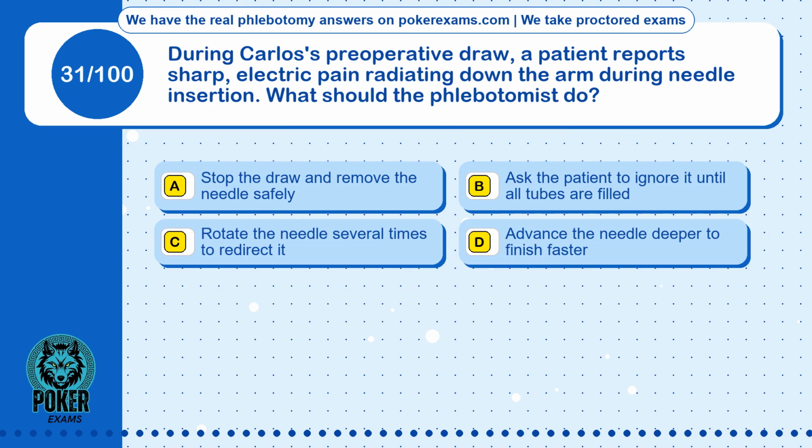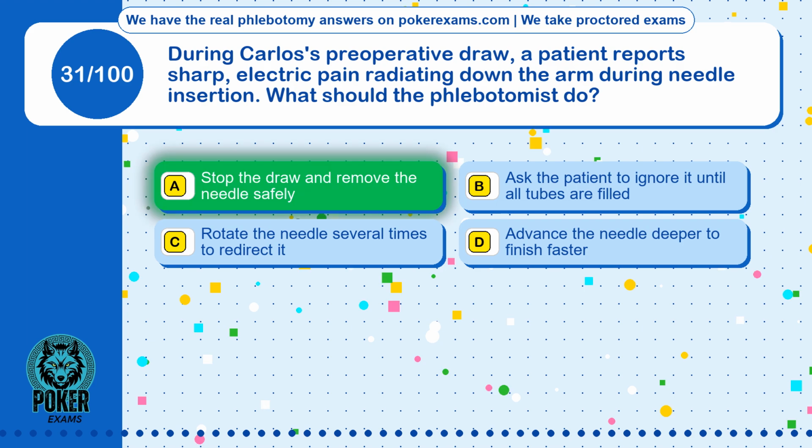Question 31. During Carlos's preoperative draw, a patient reports sharp, electric pain radiating down the arm during needle insertion. What should the phlebotomist do? Option A. Stop the draw and remove the needle safely. Option B. Ask the patient to ignore it until all tubes are filled. Option C. Rotate the needle several times to redirect it. Option D. Advance the needle deeper to finish faster.